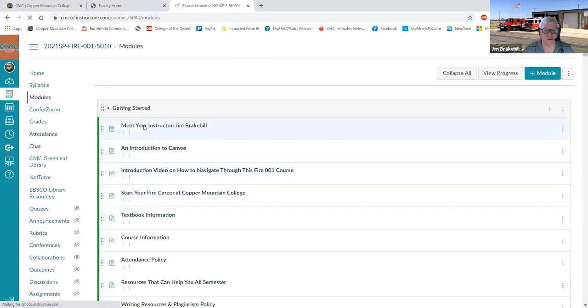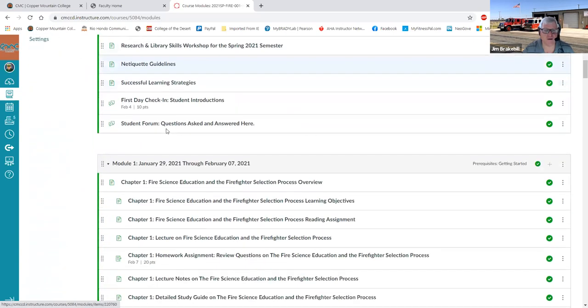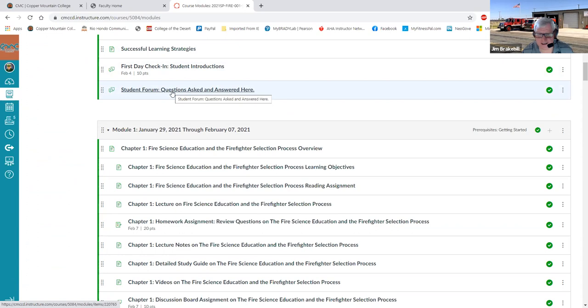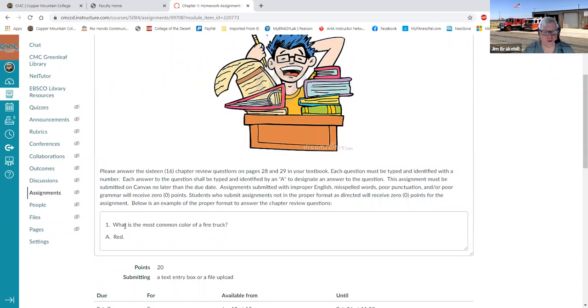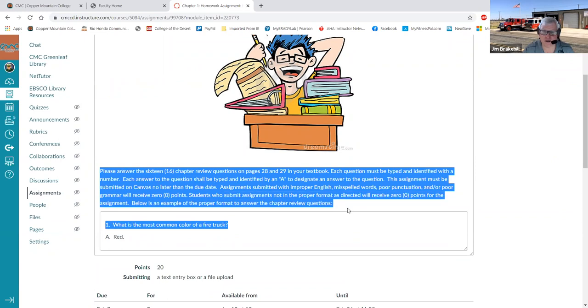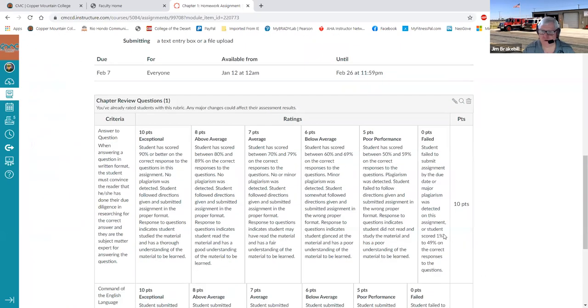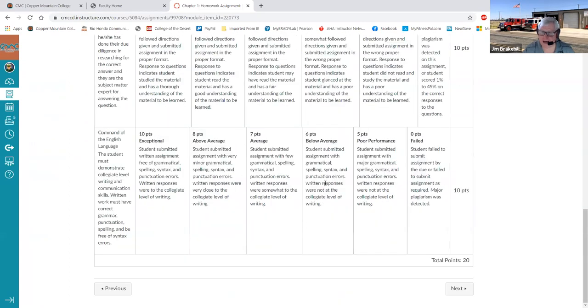All right, so everybody should have been through all of this. The student forum is basically an ungraded discussion. It's where you can ask questions for everybody. And then the assignments, there was a question on the homework assignments. Basically you write out the question, and then A stands for answer, and then you give me the answer. If it's not submitted in this format, it's not going to be accepted. Why? Because it's an indication that the student can't follow directions. So that's why it's so important to look at the directions and not assume the directions are the same for every assignment, because they're not. And then you have the grading rubric if you want to see how it's going to be graded.